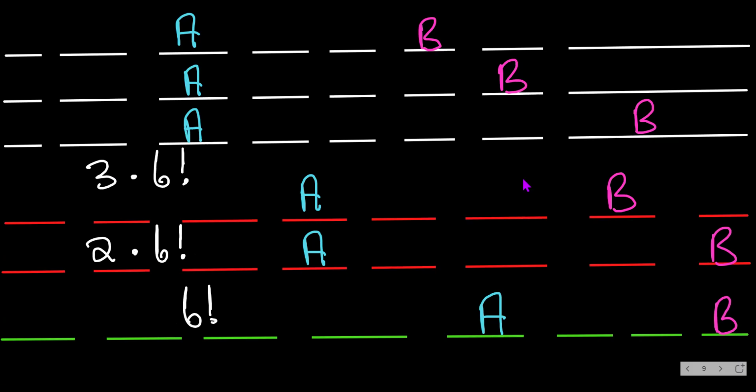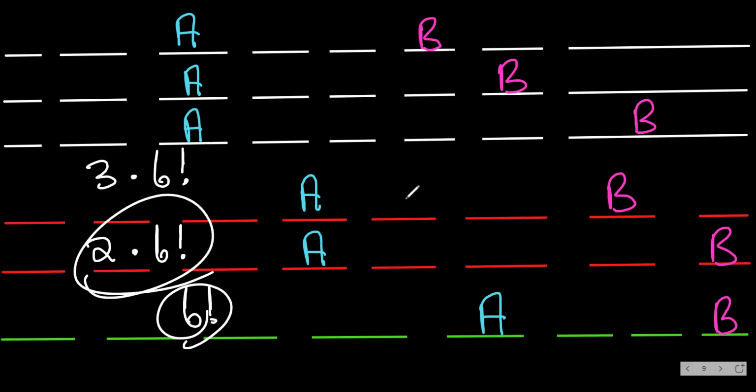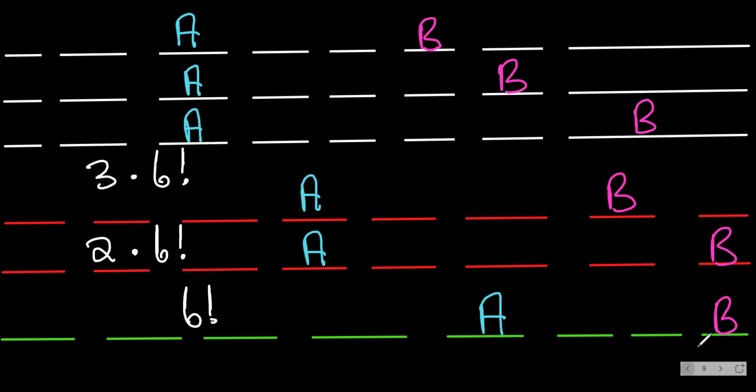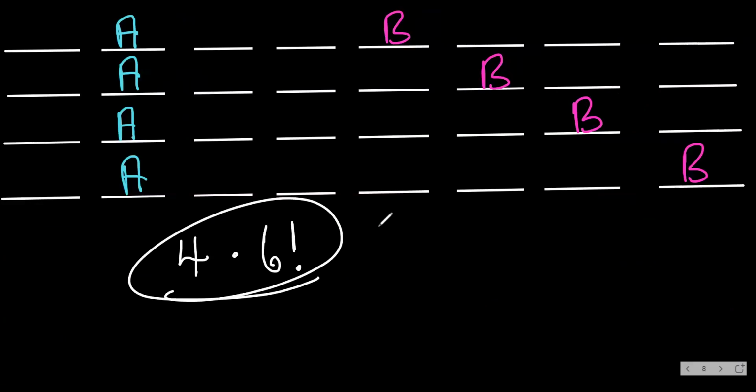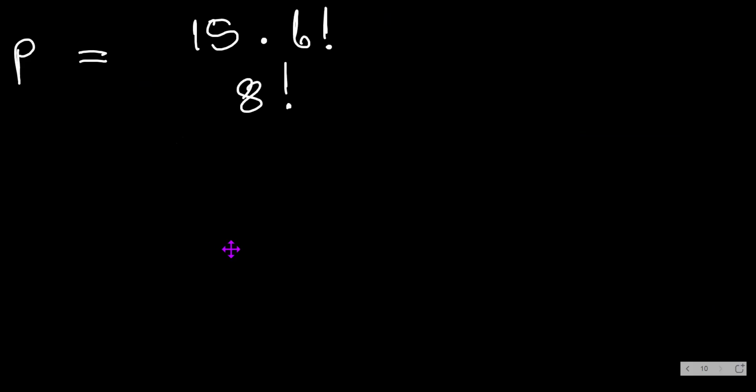So when you add your 6 factorials up, you get 1 plus 2, that is 3. And then 3 plus 3 is 6. 6 plus 4 is 10. And 10 plus 5 is 15. So now you can say the probability will be the number of outcomes, where the number of outcomes will be 15 times 6 factorial divided by 8 factorial.